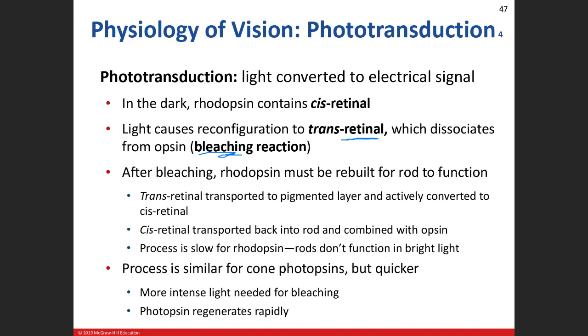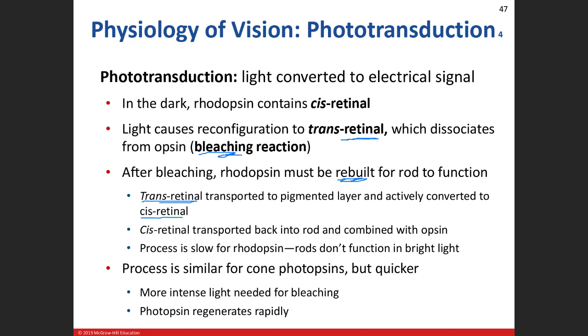So what we have to do now is rebuild our photopigment. We've got to take this transretinal and convert it back into the cisretinal. No problem, that's not a big deal. It just takes a little bit of time. All right? So that cisretinal is what we need.